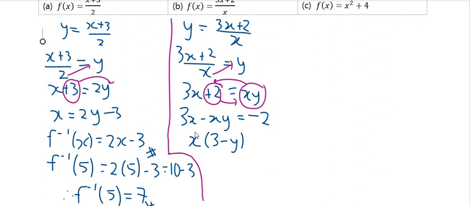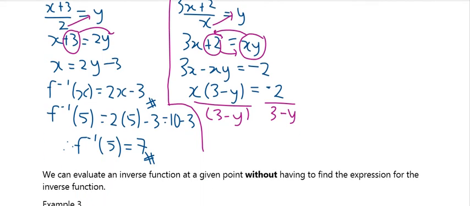Just to double check, let's expand this. 3 times x, 3x, and then x times y, xy, negative. Now here equals negative 2. All you can do after this is divide by whatever is inside the bracket, which is 3 minus y. So here you will have x equals negative 2 over 3 minus y. Therefore, your function f inverse of x will be negative 2 over 3 minus x, since y is replaced with x.